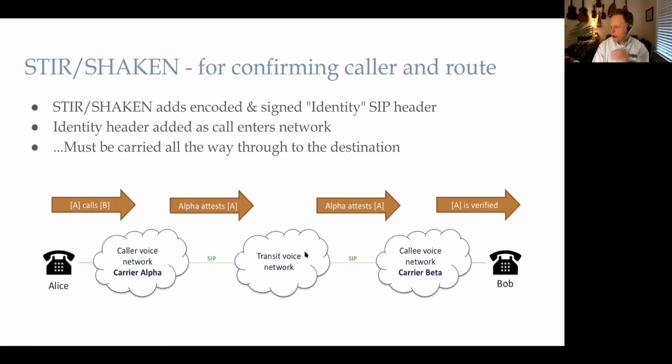It goes through the network. And then ultimately it goes all the way through until it gets to the receiving carrier, Beta, who verifies that the certificate, the PASSporT, was actually valid in that case. The identity header, which is the SIP header I'll show you, has to be carried all the way through the network as the call passes.